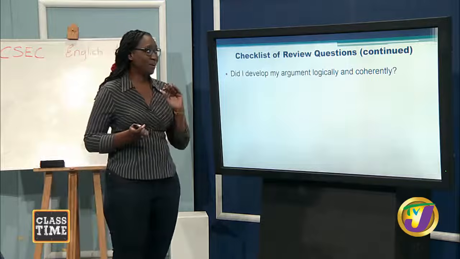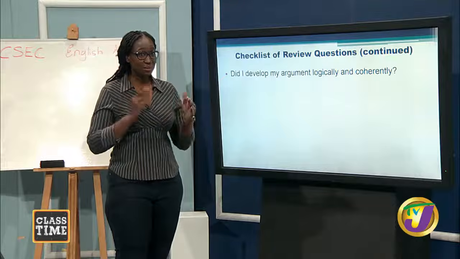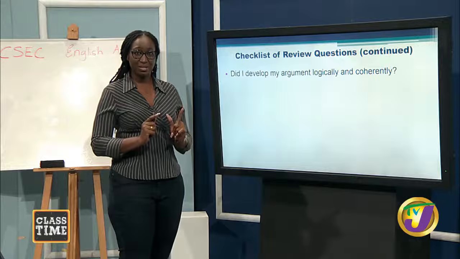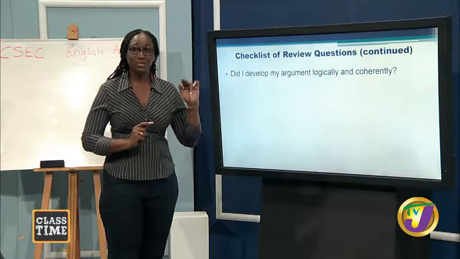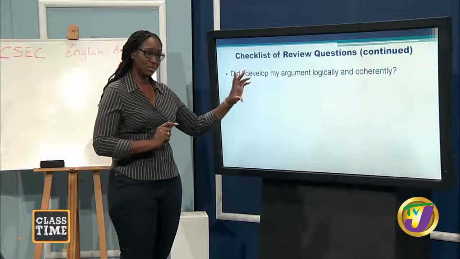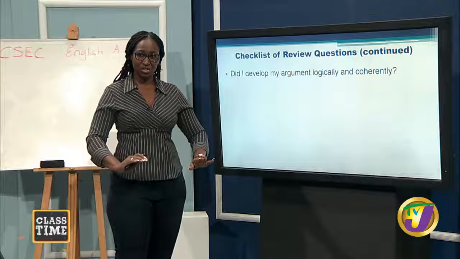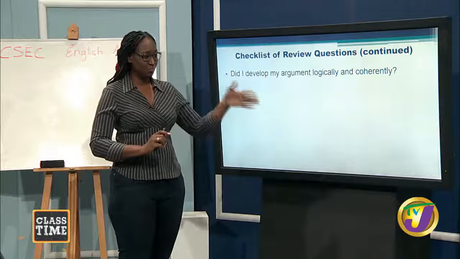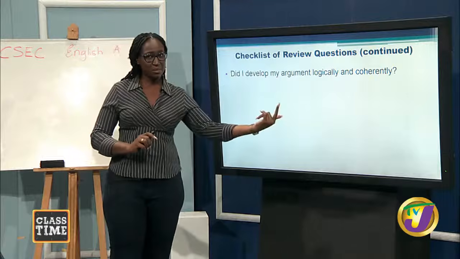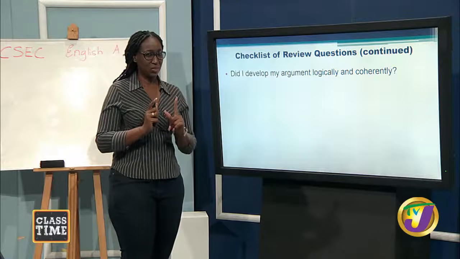Did I develop my argument logically and coherently? Again, going back to the whole idea of the finished structure making sense. So your argument needed to be developed in a manner that made sense. It made sense to start with this, move to that, finish. It didn't make sense to build one room here and then cut another room on top of it and then go around the back and build another room. So we want to make sure everything is in a logical sequence.